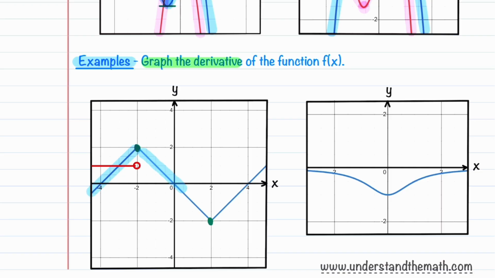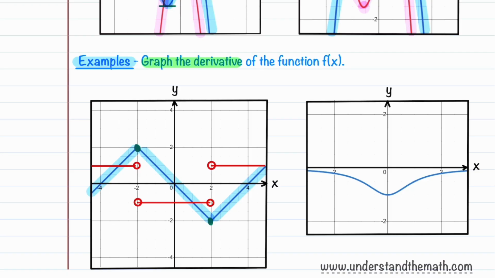Now let's look at our second piece. That graph has a slope of -1, so our derivative is going to be -1 between here and here, and at both of the ends, we are going to have an open circle. Let's look at the last piece. This piece has a slope of 1, and our derivative is going to be equal to 1 at that part, and we are going to have another open circle.